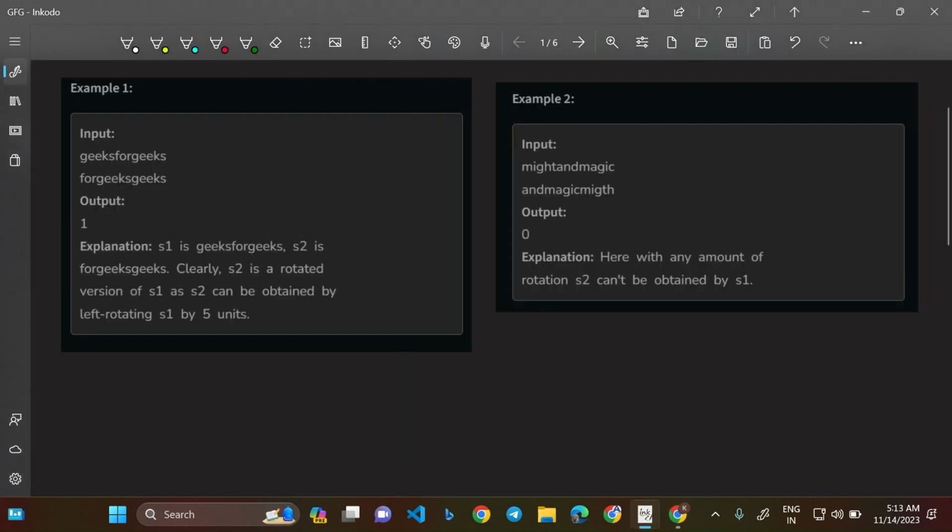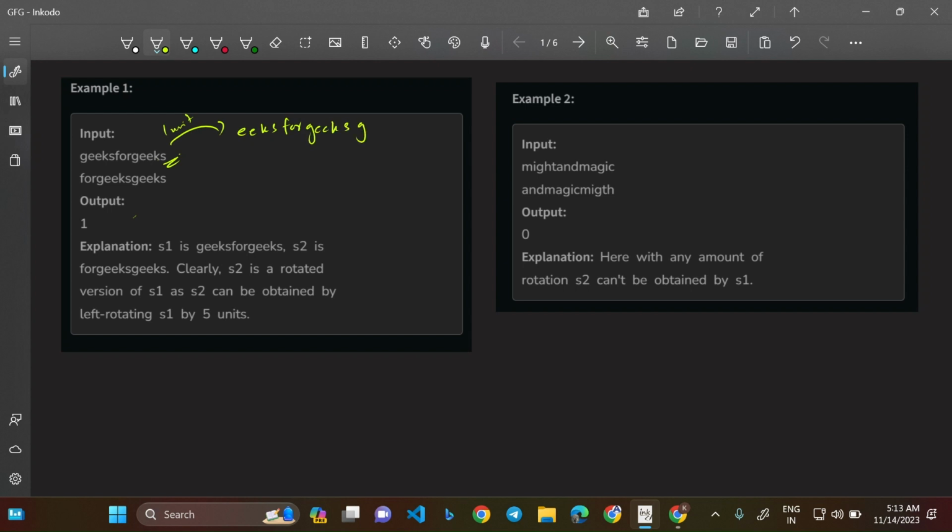Okay, so going through the examples. The very first example, why is this output 1? Why is this output true? If you just see, GeeksForGeeks is the original string. What if I rotate this by 5 units towards the left side? What if I rotate just 1 unit towards left? What would I get? Then I would get EEKSFORGEEKSG.